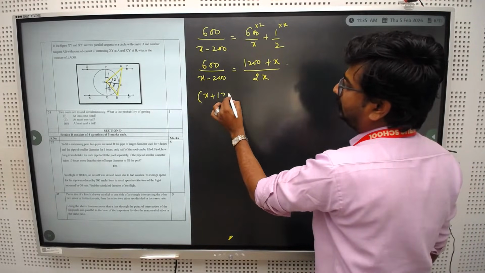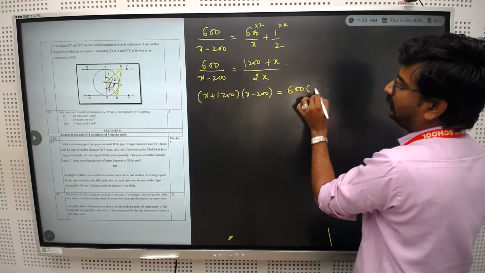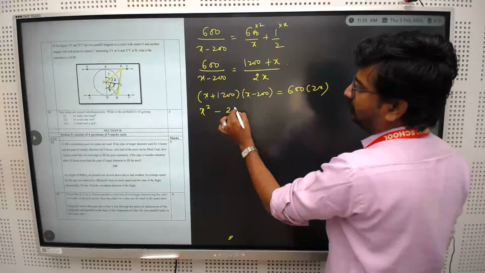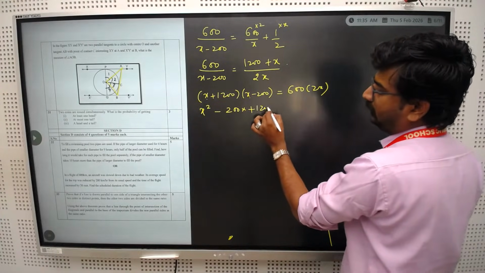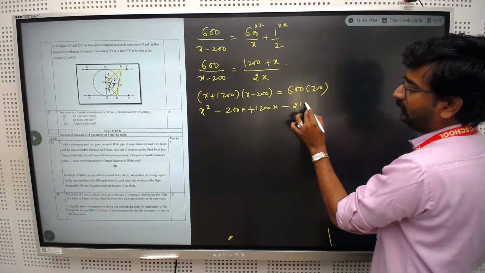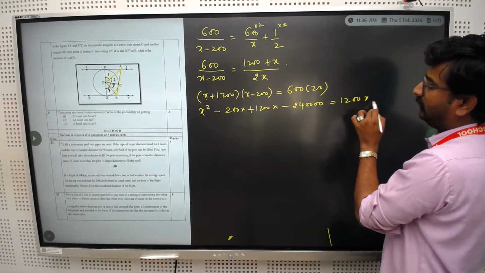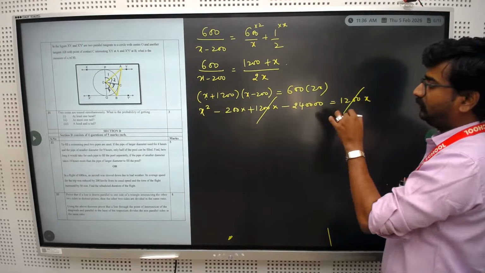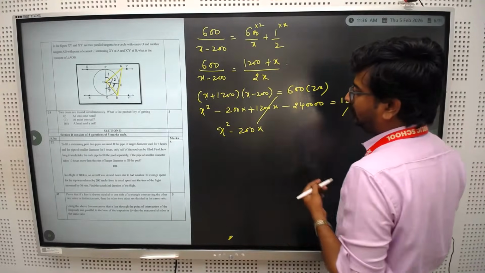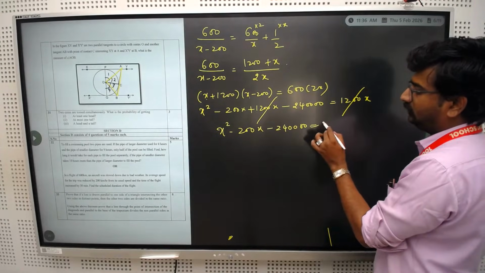(x + 1200)(x - 200) = 600 × 2x. x into x is x square, minus 200x plus 1200x, and 1200 into minus 200 is minus 240000. The 1200x and 1200x cancel. What is remaining? x square minus 200x minus 240000 is equal to 0.